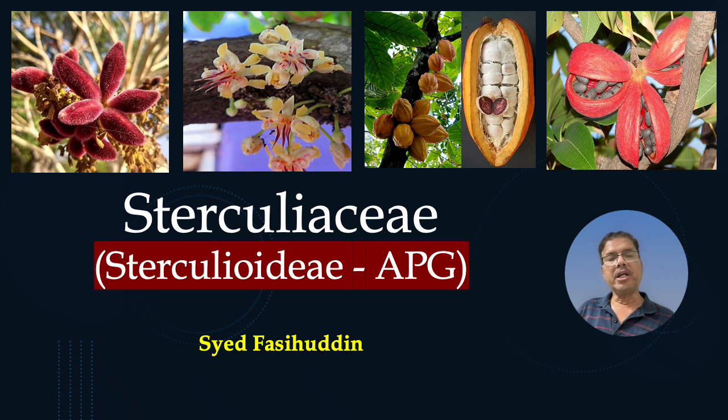Modern molecular studies have shown that the Sterculiaceae shares close affinities with Malvaceae, Tiliaceae, and Bombacaceae. And in APG classification, it is now treated as a subfamily Sterculioideae under the expanded family Malvaceae. Let us now explore the systematic position, distinguishing characters, and economic importance of this fascinating family.